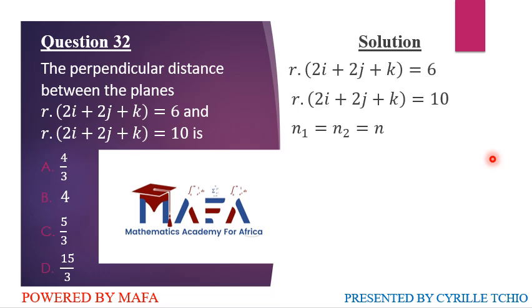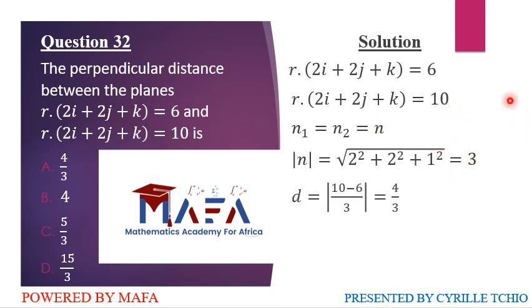And then, since the normals are equal, let us find the magnitude of the normal. To find the magnitude, you take 2 squared plus 2 squared plus 1 squared, then take the square root of all of it, that's 3. We are having d, the distance between the two planes. It is given by the absolute value of this minus this, or you can also take this minus this, you give the same answer. That's 10 minus 6, all over the magnitude of the normal, 3, so it is 4 on 3. The answer falls on A. A? Yes, A.